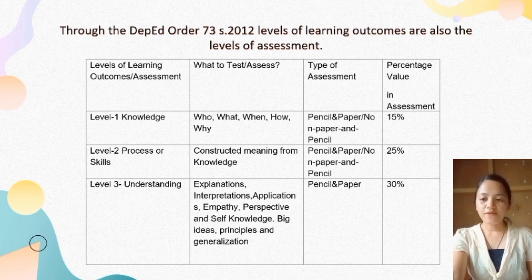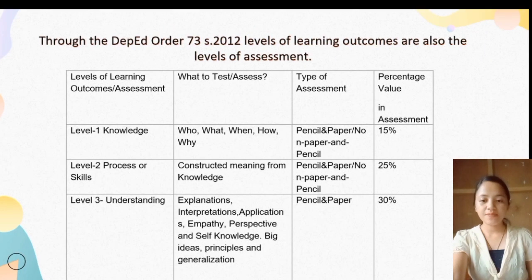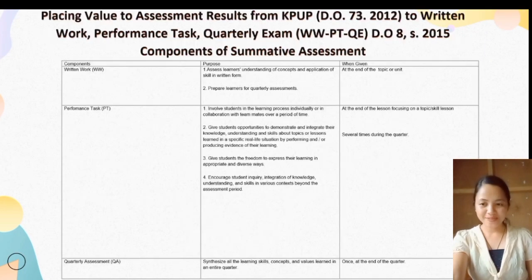The third level is understanding. You're assessing your learners on explanations, interpretations, applications, empathy, perspective, and self-knowledge, big ideas, principles, and generalizations. The type of assessment in this level is a paper and pencil type of test. And then the percentage value in this assessment is 30%.